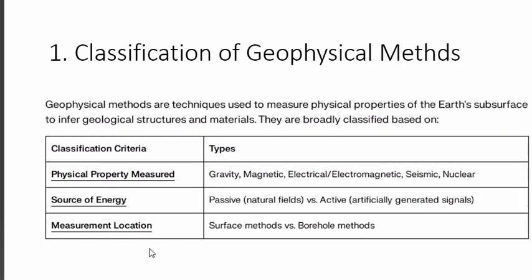For seismic, anything related to seismic, to elastic waves that flow in the earth: seismic reflection, refraction, interferometry, surface wave analysis, ambient noise. Anything that has to do with seismic is classified under that. Then you also have nuclear, where radioactivity, proton precession, and magnetic resonance methods can fall. So if you're talking about the physical property measured, you can make that classification.